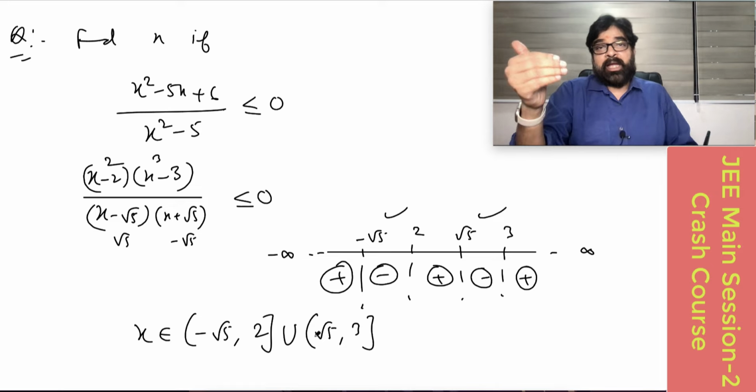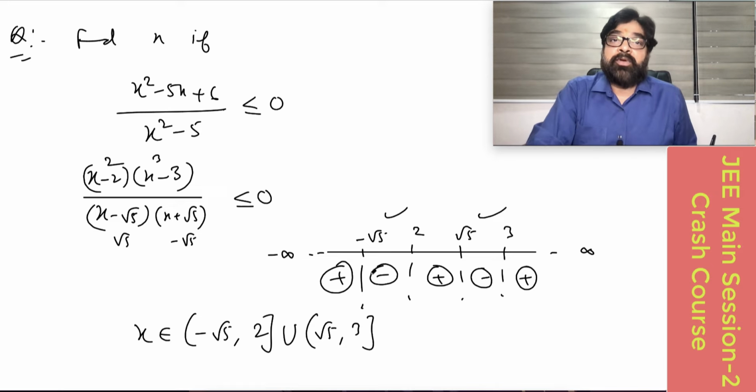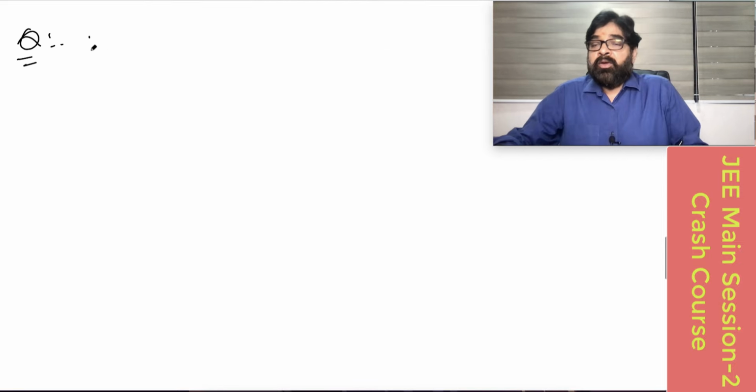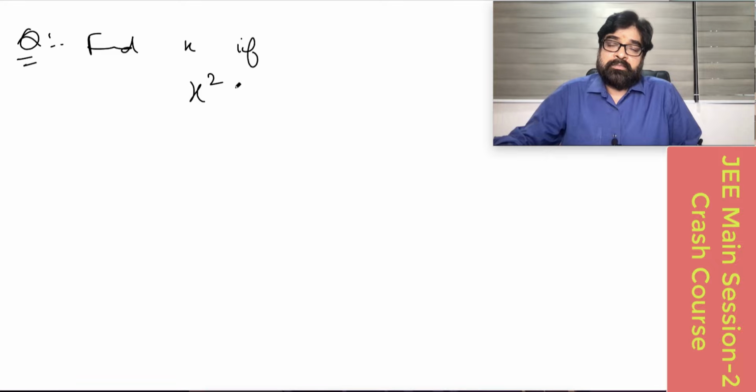Maybe sometimes I make some calculation mistake, so I am sorry for that. But I hope all of you understood. Right. Next one. Suppose the question is coming this way. Find x if x square is greater than or equal to 3x.